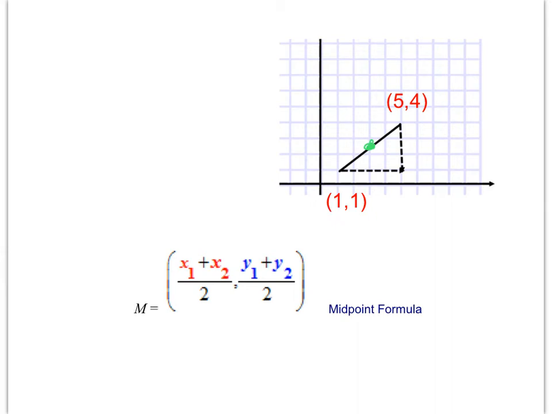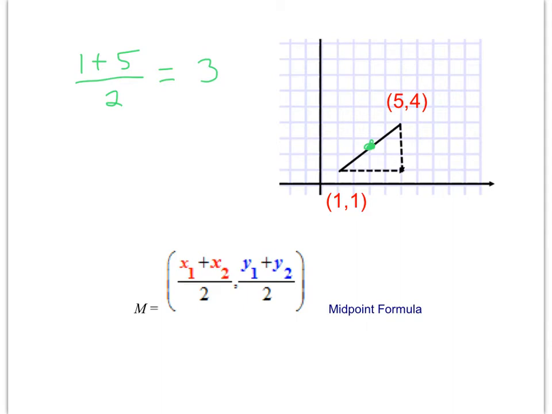So what I'm going to do is I'm simply going to add. And we know that to find the average, we add, so 1 plus 5, and divide by 2, because I have two things. My x is equal to 6 divided by 2, which is 3. I'm going to do the same thing now with the y's. I want to find halfway in between 1 and 4. Halfway in between 1 and 4 is going to be the average of 1 and 4.